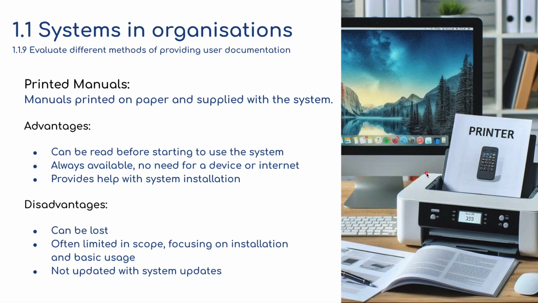Okay, and then finally, printed manuals. Manuals printed on paper and supplied with the system. For example, here we've got a printer and a booklet to support how we operate this particular device. So the advantages: it could be read before starting to use the system. It's always available, no need for the device to be connected to the internet. It provides help with system installation. Obviously, disadvantages: you could lose it, forget where you've put it. Often limited in scope, focusing on installation and basic usage, not updated with the system updates. Okay, once it's printed, that's it. You can't update the booklet.